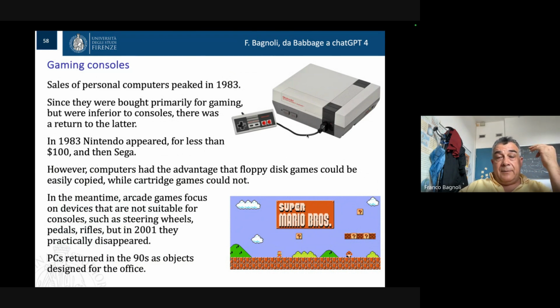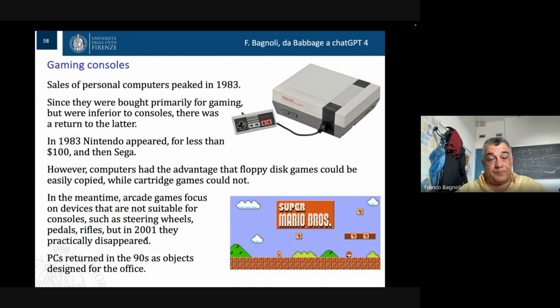and the other different aspect is that computers normally use the floppy disk, and floppy disk games could be copied, while consoles use the cartridge, which could not be easily copied. So this was clearly, from the point of view of who sells games, they prefer to sell consoles so that they can also sell games. But from the point of view of users, they prefer to buy a computer because they can have a lot of free games.